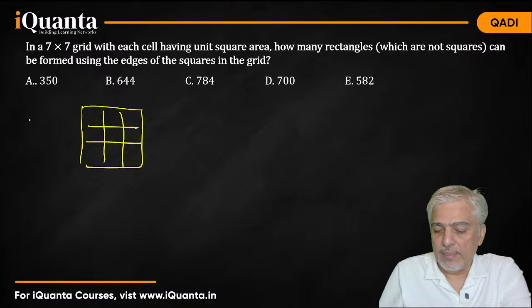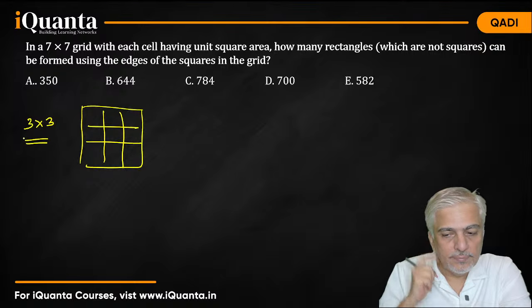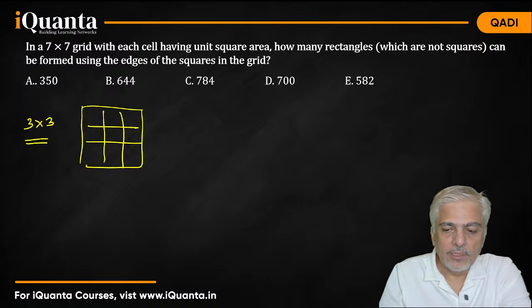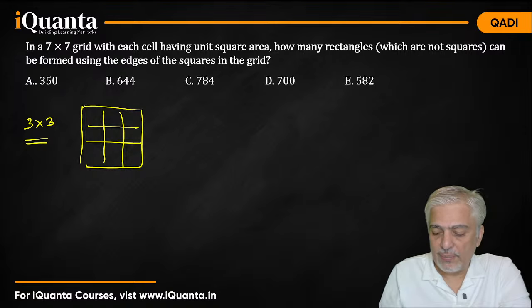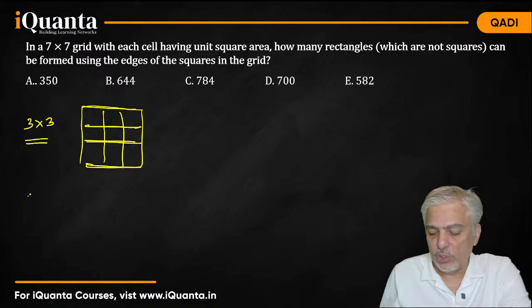When it's a 3 by 3 grid, there are 1, 2, 3, 4 lines. So when it will be a 7 by 7 grid, it will be 8 lines. So there will be 8 vertical lines and 8 horizontal lines.